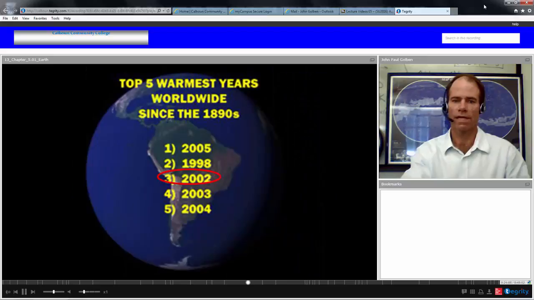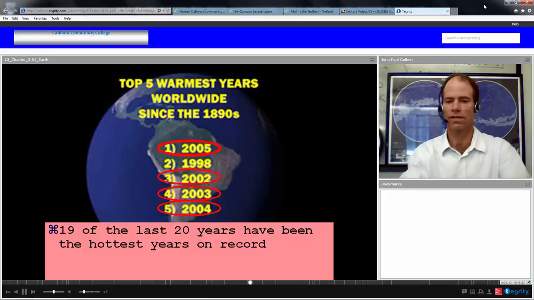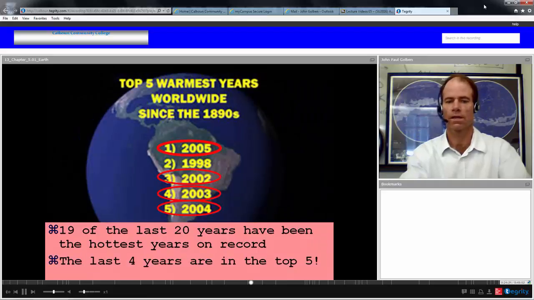Well, I updated this in 2005 and found that 4 of the hottest years on record were just prior to 2005, including 2005. So up to that point, 19 of the last 20 years were the hottest years on record. The last 4 years being in the top 5.